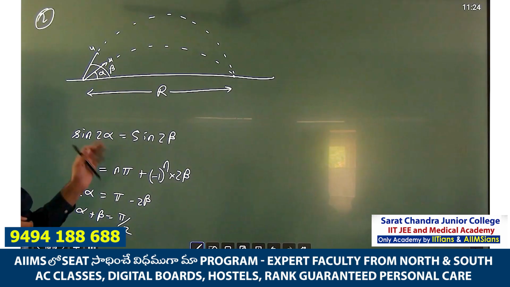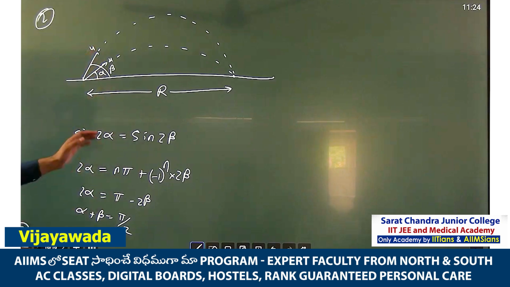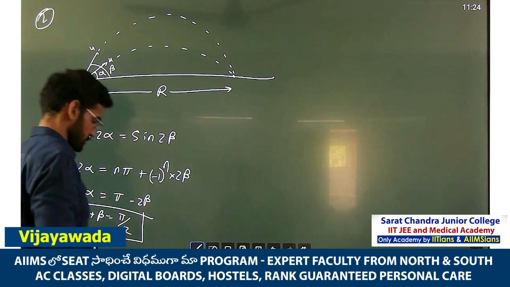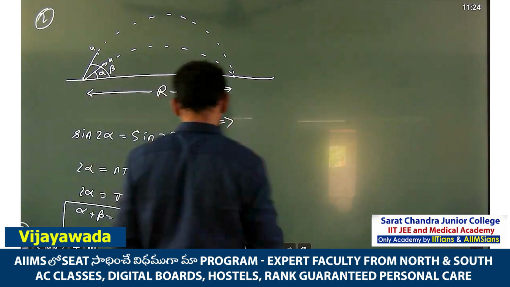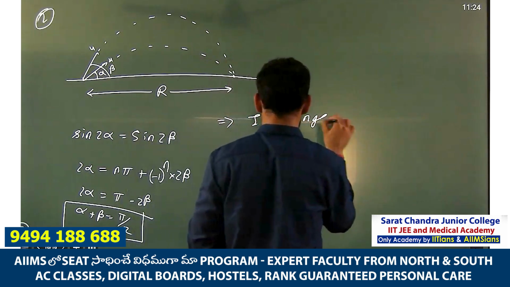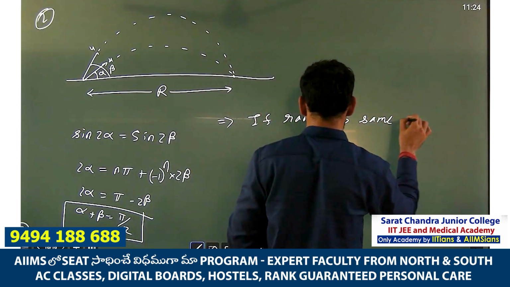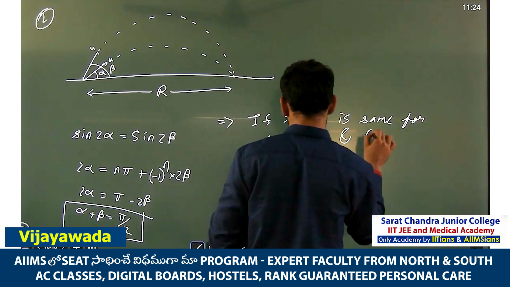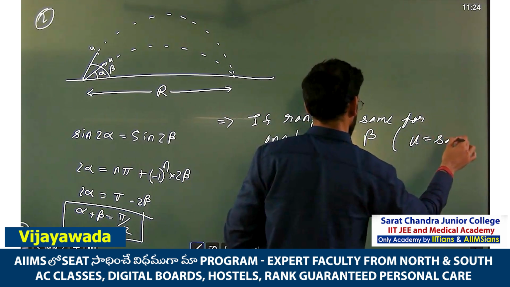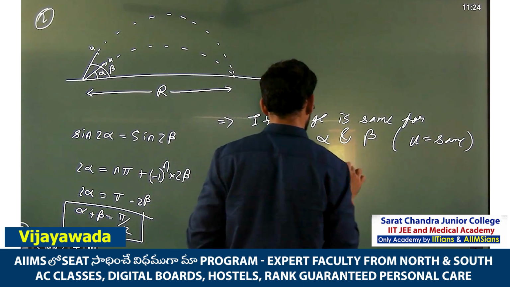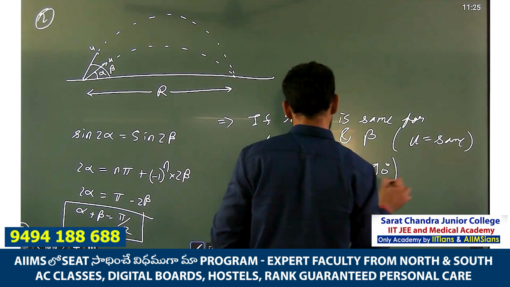That's what I showed you with 30 and 60, right? Same thing. So note down this thing. This proof, if you want to note down, it's okay. Otherwise, this is only important: alpha plus beta equal to pi by 2. Here, draw this diagram first. If range is same for angle alpha and beta, keeping the u same, then alpha plus beta is 90 degree.